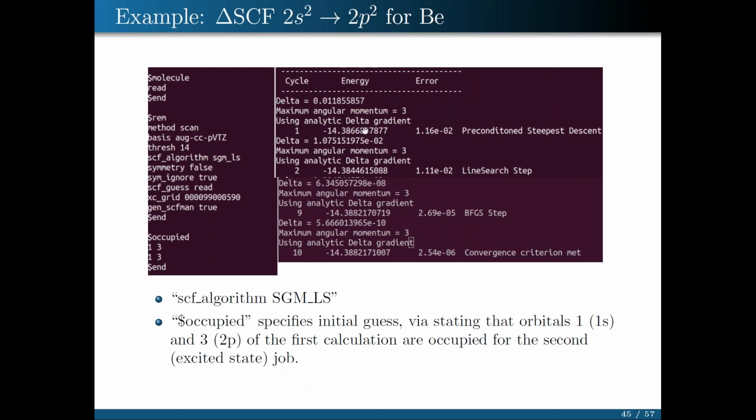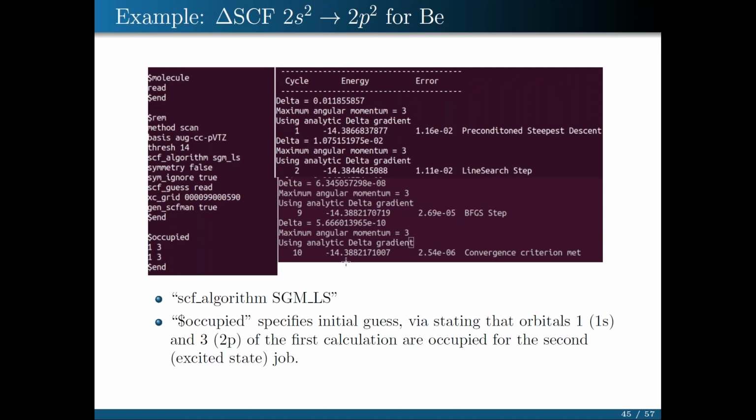It prints out the delta value at each step corresponding to the squared gradient, and after 10 steps, it converges onto an excitation energy in good agreement with the benchmark value from Luce et al.